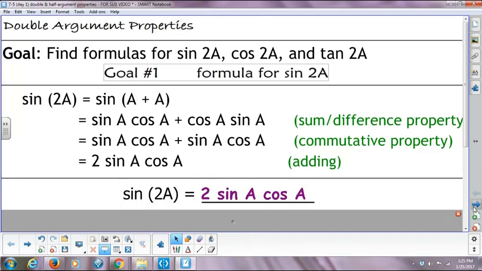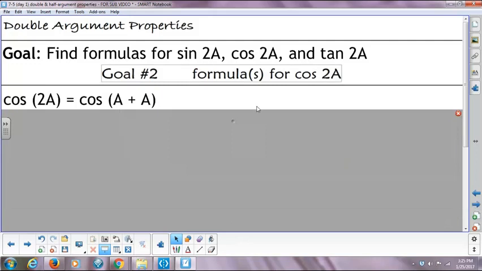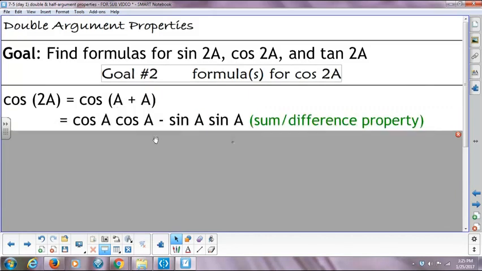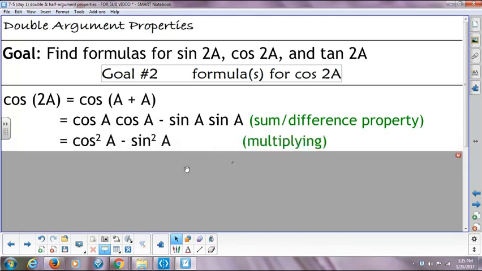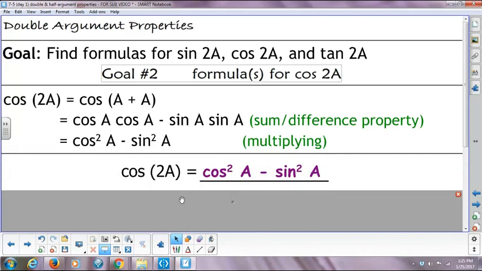The next one we're going to do is find a formula for cosine of 2a. We're going to start the same way. We're going to remember that a plus a is 2a. And then the chant for cosine is cosine, cosine, sine, sine. So hopefully you see cosine of a times cosine of a is cosine squared of a, and sine of a times sine of a is sine squared of a. So that is one way we have a double argument for cosine.